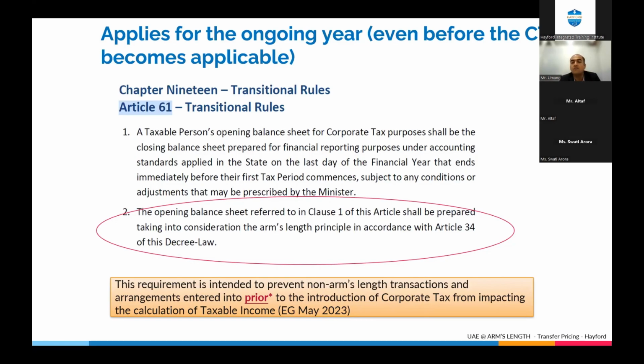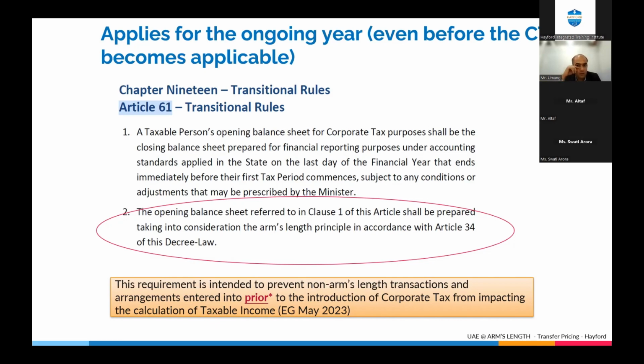For most businesses, corporate tax becomes effective from 1st of January 2024, assuming their financial year ends on 31st of December 2023. Transfer pricing essentially applies to them even in the year 2023, because their closing balance sheet, drawn up on 31st of December 2023, would need to comply with Article 61.2. Article 61.2 clearly says that the closing balance sheet, which is just a transition into an opening balance sheet, must have all balances at arm's length.